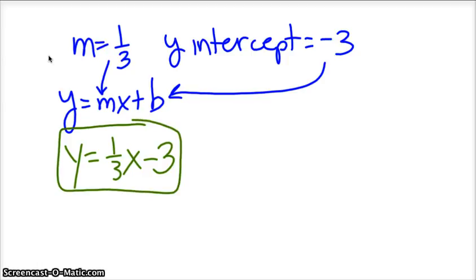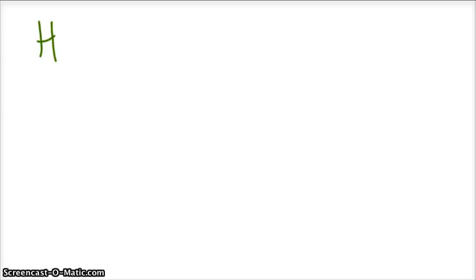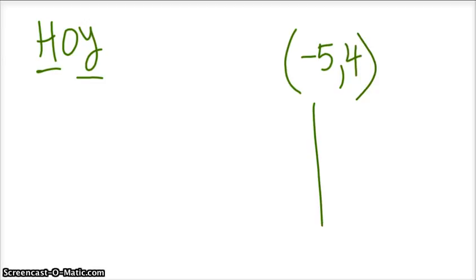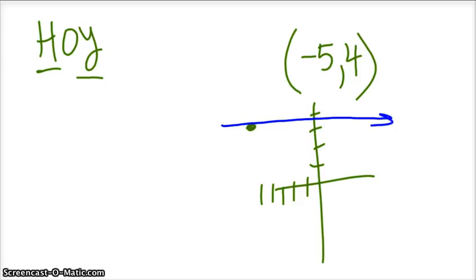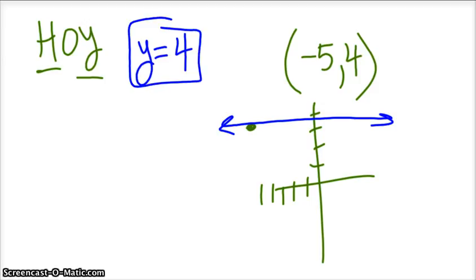All right, next question asks for a horizontal and vertical. There was a little bit of a challenge with this one. The big thing with the horizontal is you have to remember this: HOY. Horizontal lines just have the letter y. The point they're asking you to go through is -5, 4 on a graph. This is the point -5, 4. The horizontal line that goes through there looks like this. That horizontal line has all y values that equal 4. So the HOY answer, the horizontal answer, is y equals 4. That is it for that question.